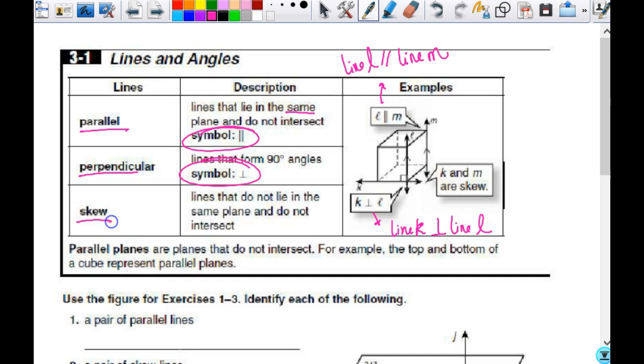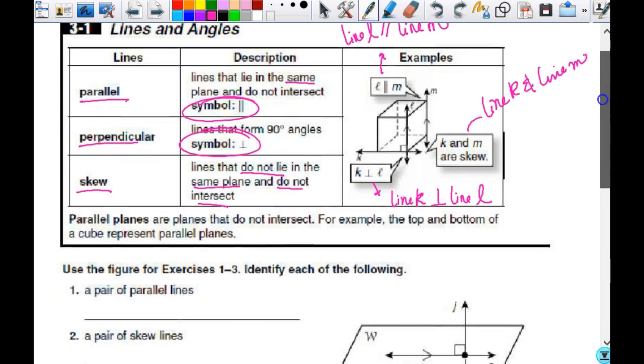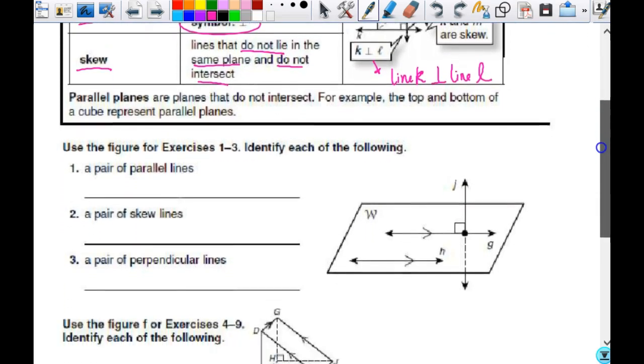Then skew, they do not lie in the same plane and do not intersect. This should be line K and line M. We good? All right, so let's look at number 1.